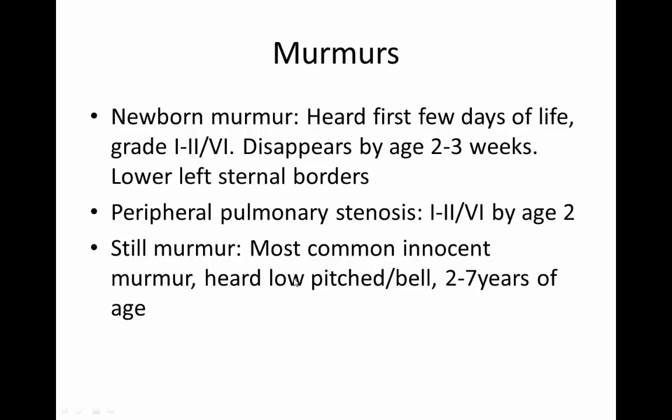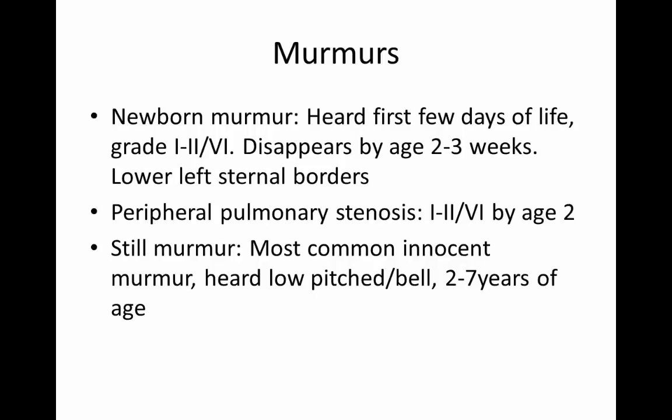Now, before we continue, let's talk about the different innocent murmurs. You have the newborn murmur, which is heard in the first few days of life. This murmur is at the lower left sternal border without significant radiation. It's soft, short, vibratory, always 1 or 2 over 6, never 3 or more. It often subsides with mild pressure applied to the abdomen. Usually this appears by age 2 to 3 weeks.